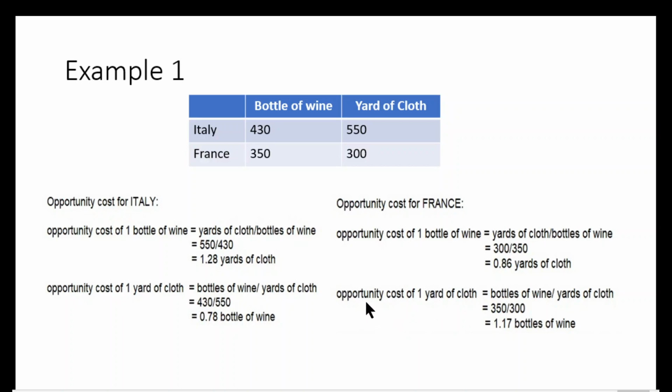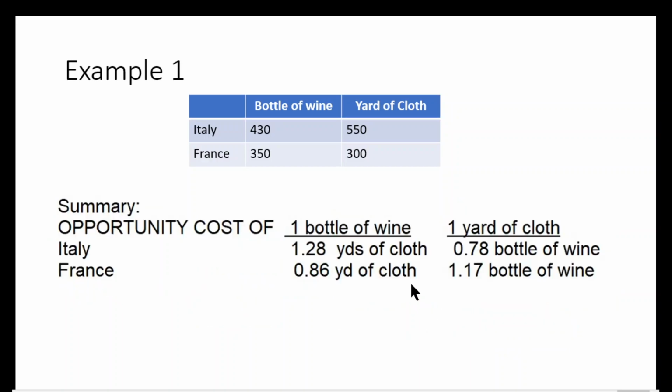Now let's compute the opportunity cost of 1 yard of cloth. The formula is bottles of wine over yards of cloth. We're using the yards of cloth as denominator since we're looking for the opportunity cost of 1 yard of cloth. So that is 350 divided by 300, that is 1.17. So this means that we are foregoing 1.17 bottles of wine in order to make 1 yard of cloth.